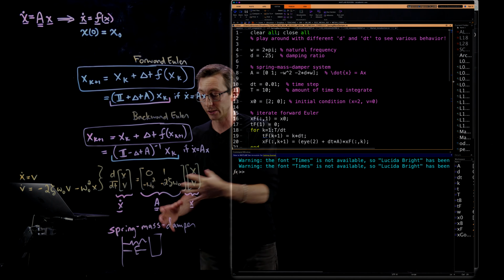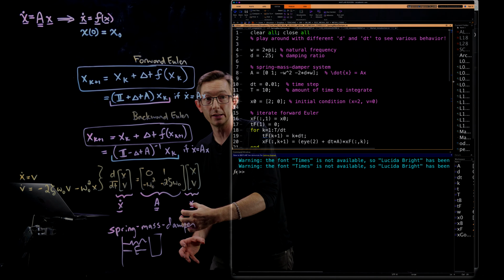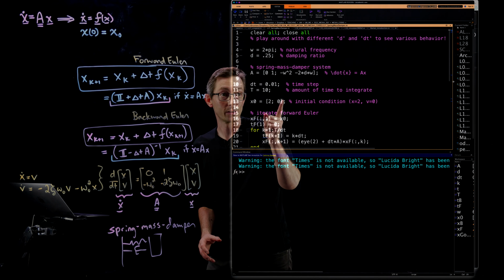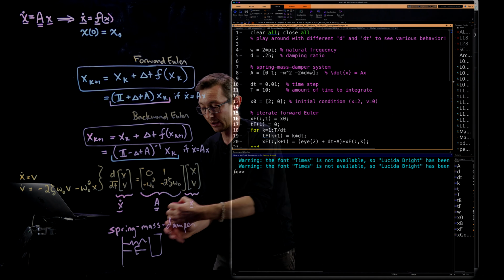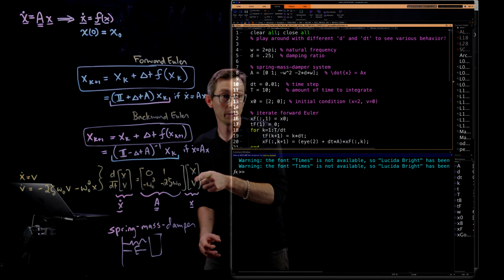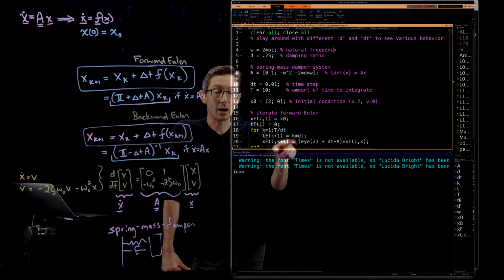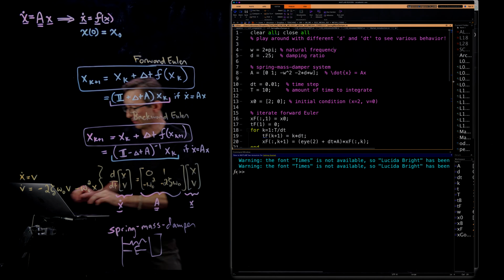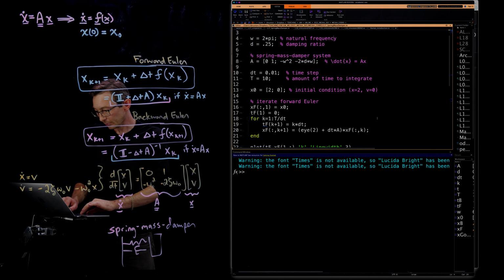So this corresponds to an initial position of 2 units with a 0 velocity. That's what I mean by 2, 0: position 2, velocity 0. And then I'm going to walk you through this forward Euler step and my backward Euler step.